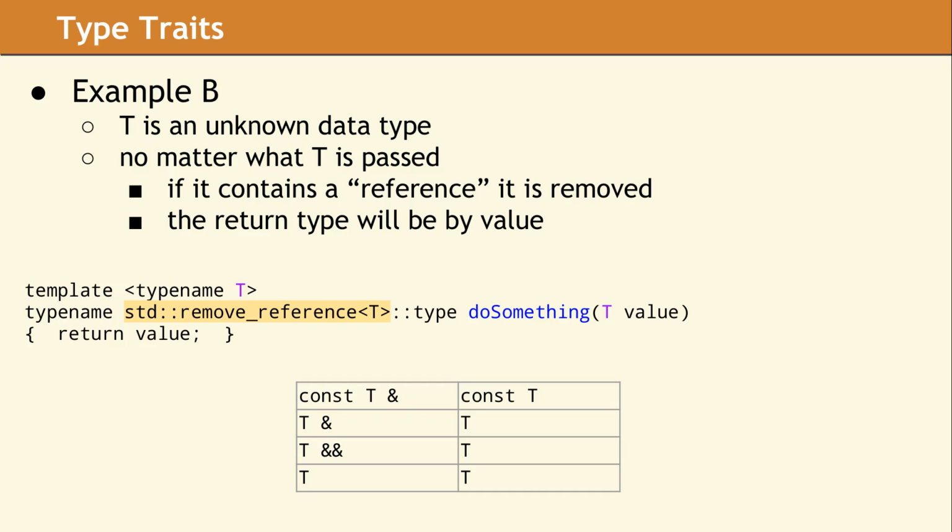The ::type is part of the syntax of using a type trait. This syntax asks, what type is this T if all references were removed from it? The left column of the table shows the original data type, and the right column shows the result of calling the remove_reference type trait. The interesting one to note is where the original data type is an R-value reference and the result is simply T. This type trait does more than remove a single ampersand. It removes all reference specifiers from the data type.